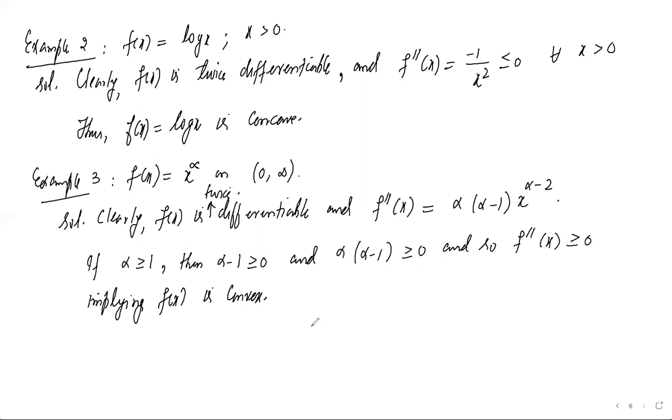So when alpha is greater or equal to 1, then alpha minus 1 will be greater or equal to 0. If you multiply these two, we will get alpha into alpha minus 1 is greater or equal to 0. And x is always a positive number, so x power alpha minus 2 is always greater or equal to 0. So that means f double dash of x is greater or equal to 0, meaning that the function f of x equal to x power alpha is convex. Now second, if suppose 0 is less than alpha and less than 1.